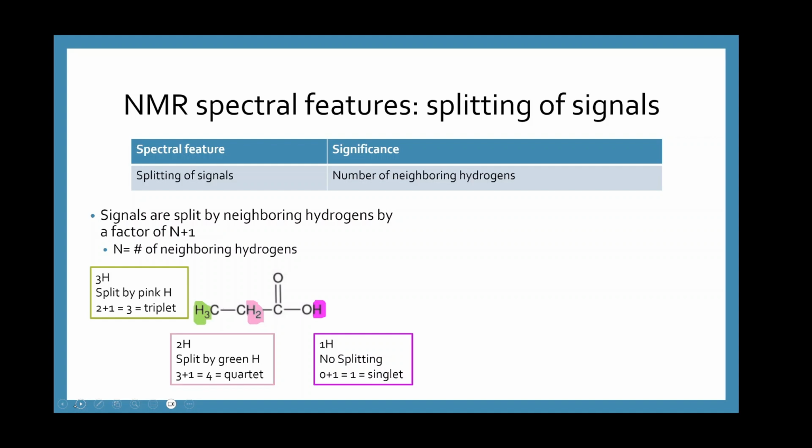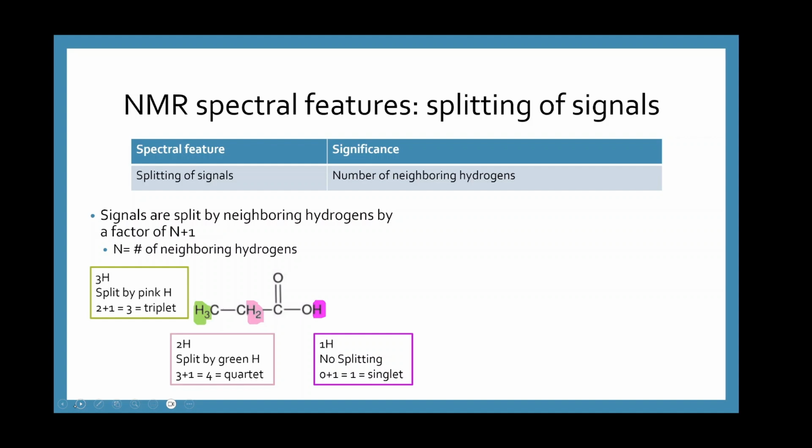So here's an example. We already know what the structure of the molecule is, but we could predict the splitting. Signals for a group of hydrogens are split by neighboring hydrogens by a factor of n+1, where n is the number of neighboring hydrogens. Now, this is a general rule. There are certainly exceptions to the n+1 rule. We're going to go just based on it for now. We can look at exceptions in the future.